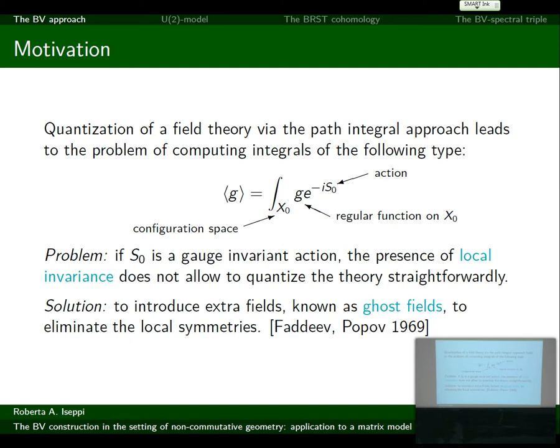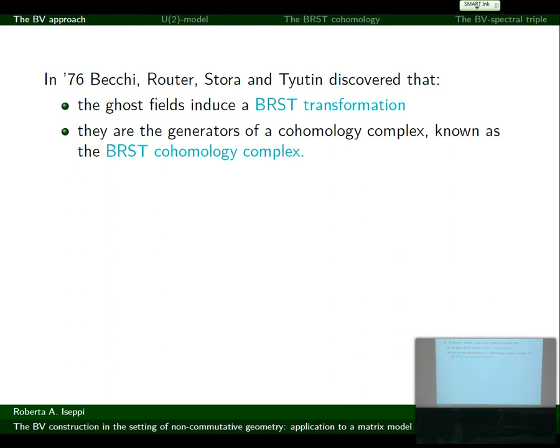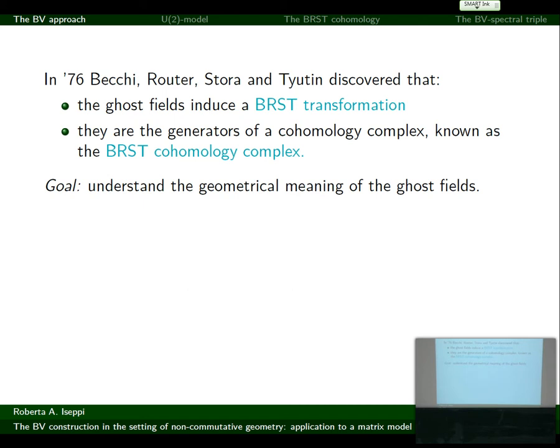And so these ghost fields were first introduced as a tool in order to solve this kind of computation, but then they turned out to be more interesting. So what was discovered is that they are generators for a cohomology complex that is known under the name of BRST cohomology complex. So our goal is to understand the geometrical meaning of these ghost fields.